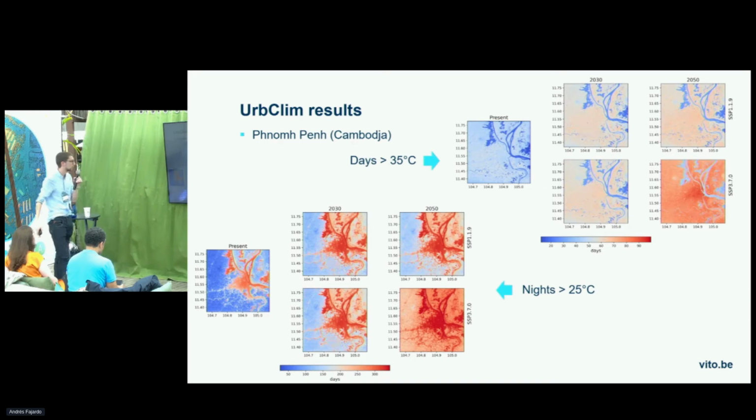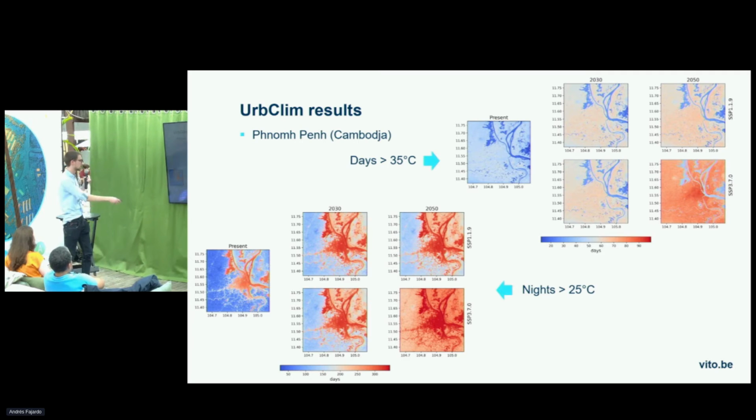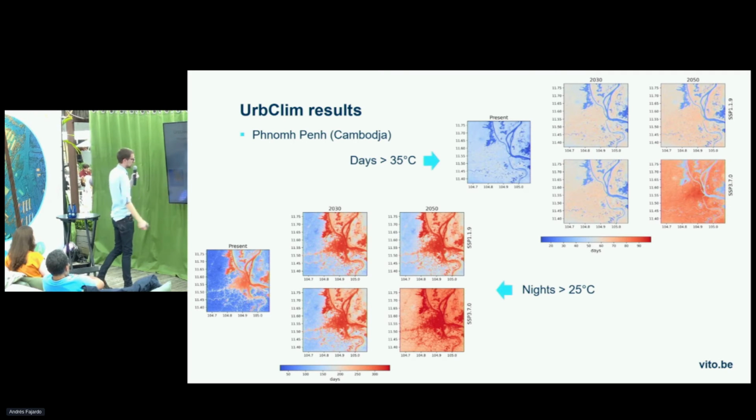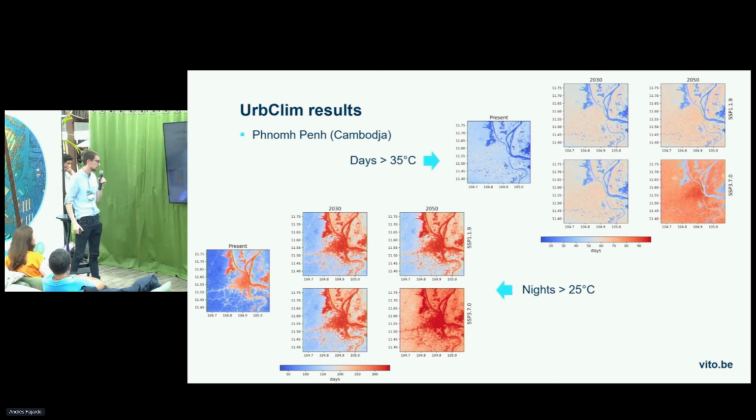Similar here for the nights. Here you can really see the city popping up, being warmer. Nights above 25 degrees make it very difficult to get rest and sleep well. You can see that again, depending on the future scenario that we will choose, 1.5 or the present commitments, we will get a huge increase in these very hot nights, and it will make it very hard for people to live in these cities.